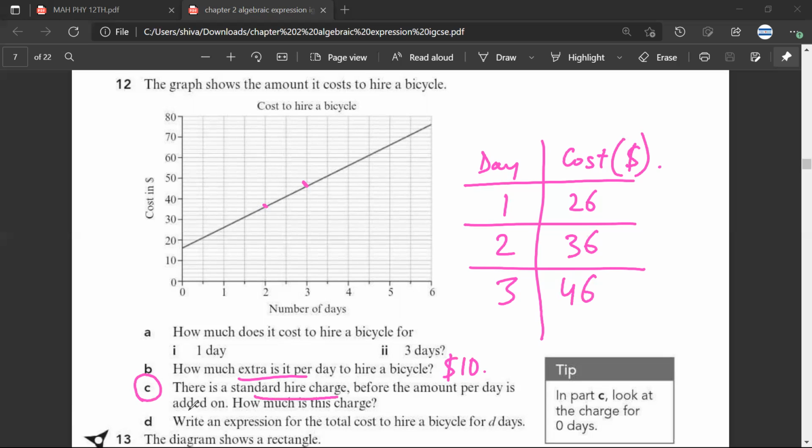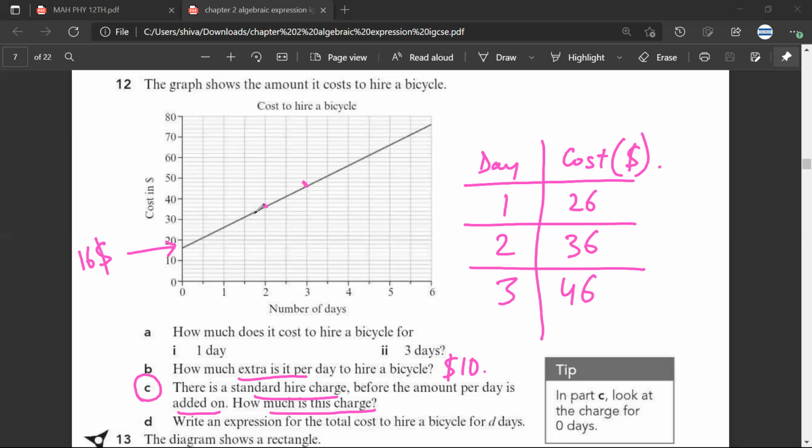Okay. Mr. Araman, there is a standard hire charge before the amount per day is added on. How much is this charge? I didn't understand the question. Okay, Mr. Satya. Sir, it would be 16. Why would it be 16? Because if we look from zero days, it's $16.